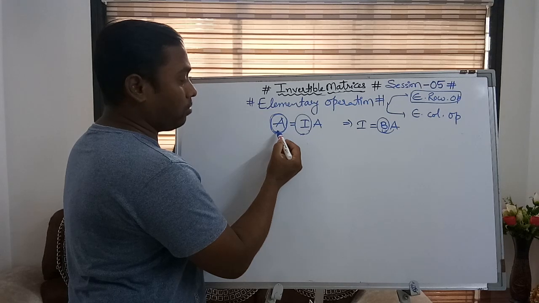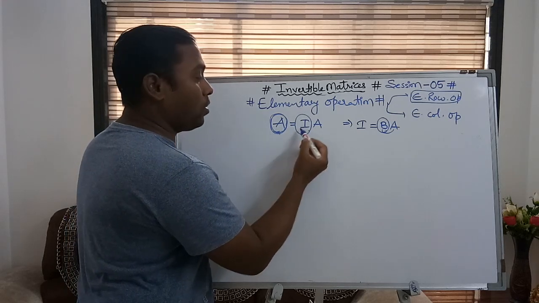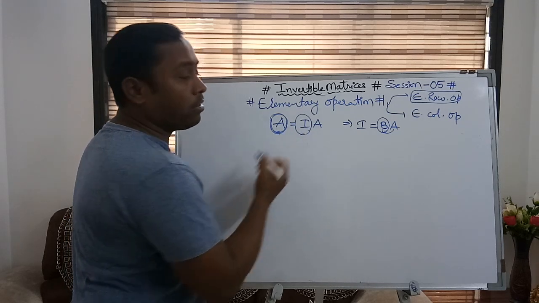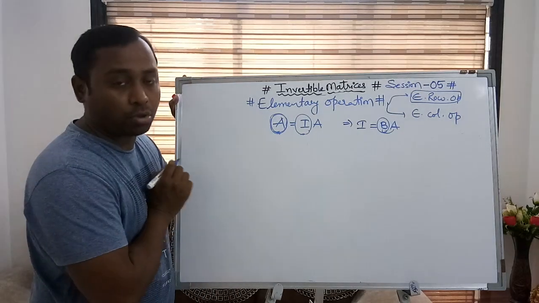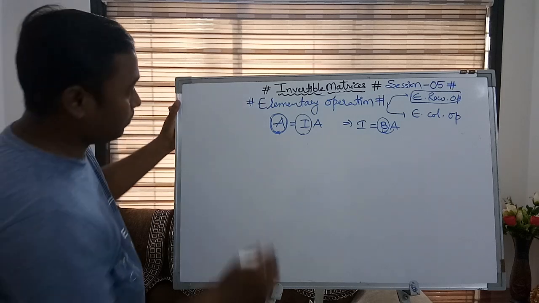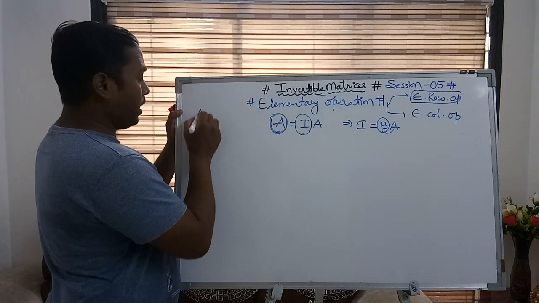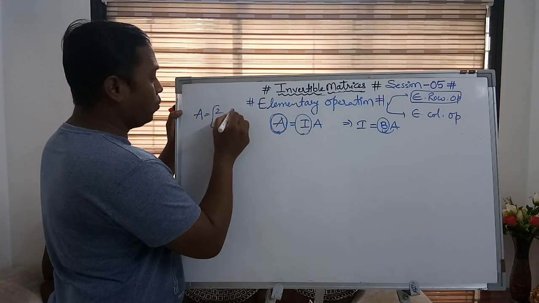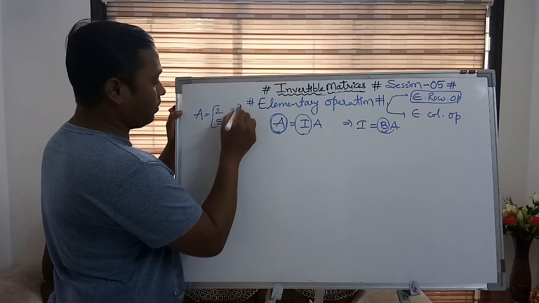Write the matrix equation: A is equal to I into A. A is always the given matrix. Now I am taking a question. A matrix A is given as 2, 3, 5, 7.